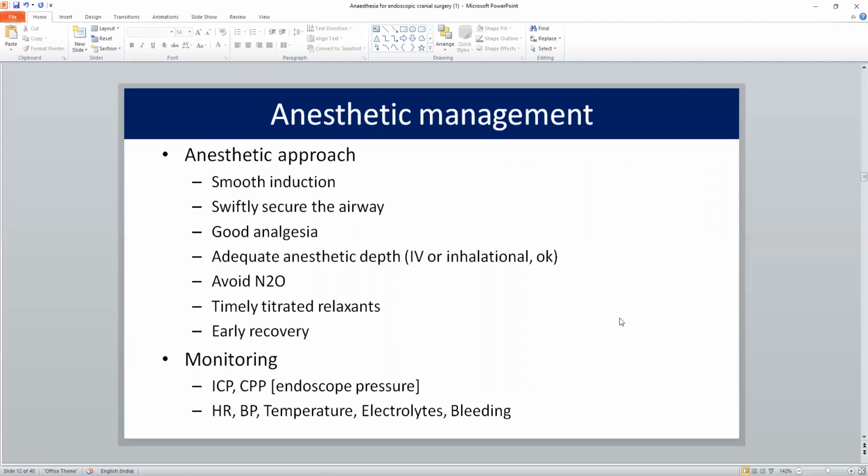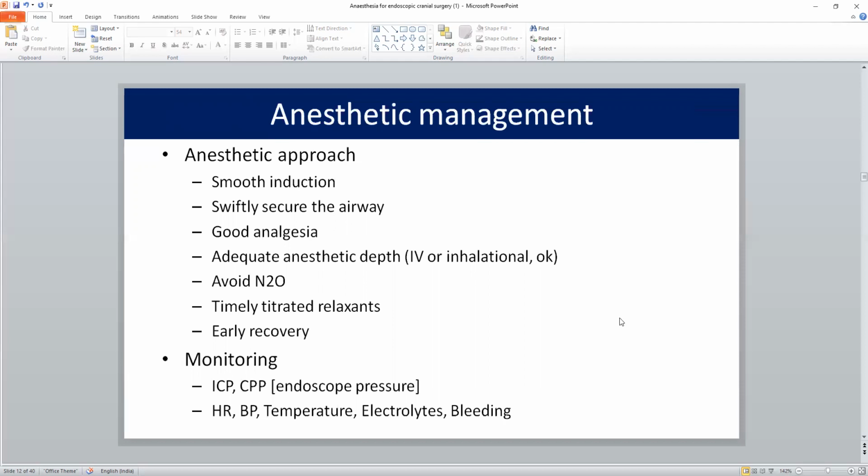Coming to the anesthetic management, as I mentioned, smooth induction, swiftly secure the airway, good analgesia, adequate anesthetic depth; either IV or inhalation techniques are okay. Nitrous oxide needs to be avoided. One of the common complications postoperatively is seizures and delayed recovery. And one of the reasons is pneumocephalus, and nitrous oxide can aggravate the presence of air, and therefore should preferably be avoided.